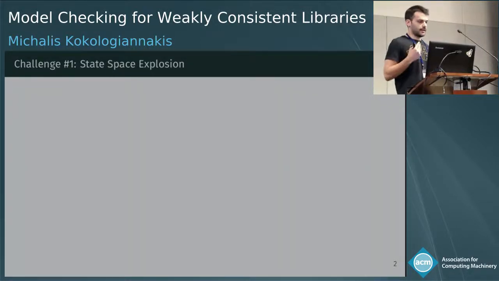Okay, so as far as the state space explosion is concerned, what we do to tackle this problem is equivalence partitioning. So we take the whole state space, we partition it into some equivalence classes, and then instead of exploring all executions, we try to explore one execution per equivalence class. And this is usually done with partial order reduction. So let's see an example of this.